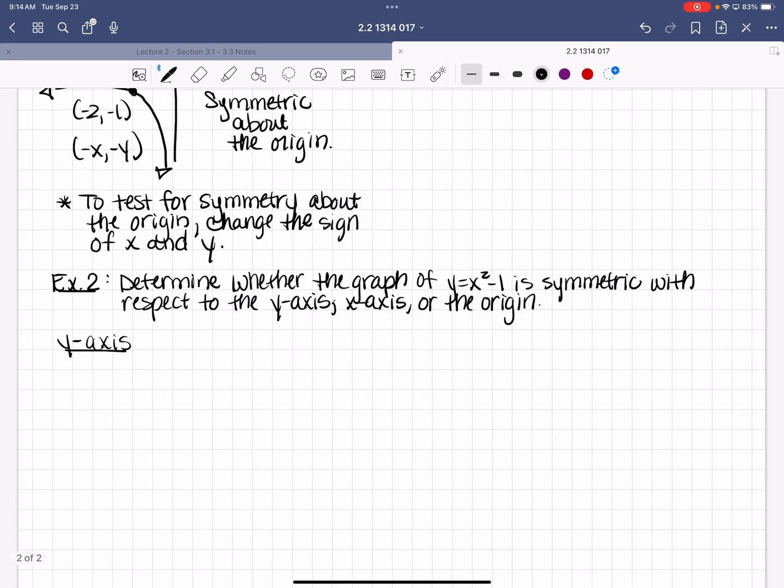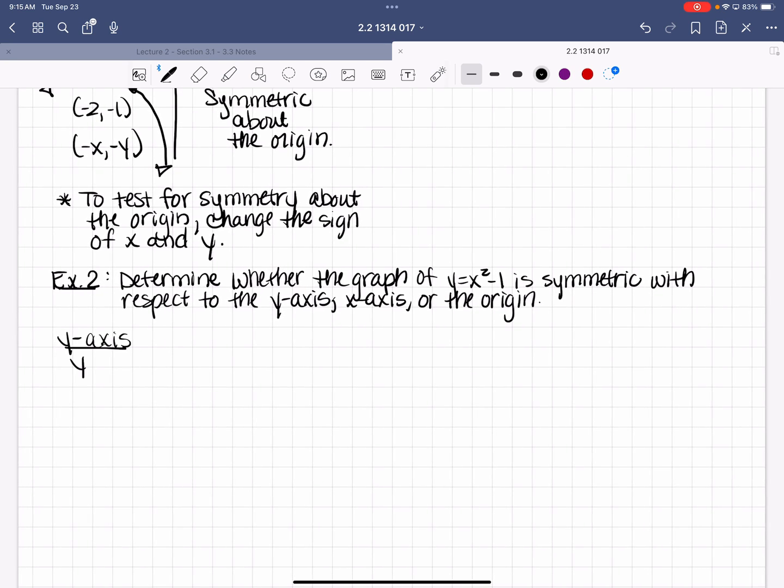Okay? So you start off, it says y-axis, so we're going to test the y-axis. You write down the original function to start with. Okay, the original equation. Y equals x squared minus 1. Can some of you see what that is? You remember what that looks like? It's quadratic. Yeah, parabola. Vertex is at -1. But you don't have to.